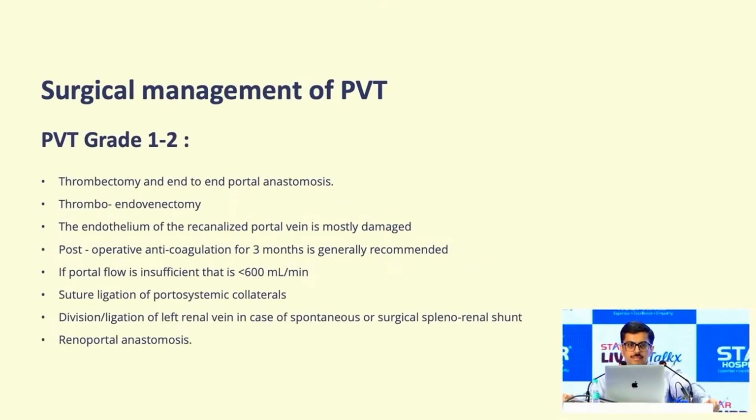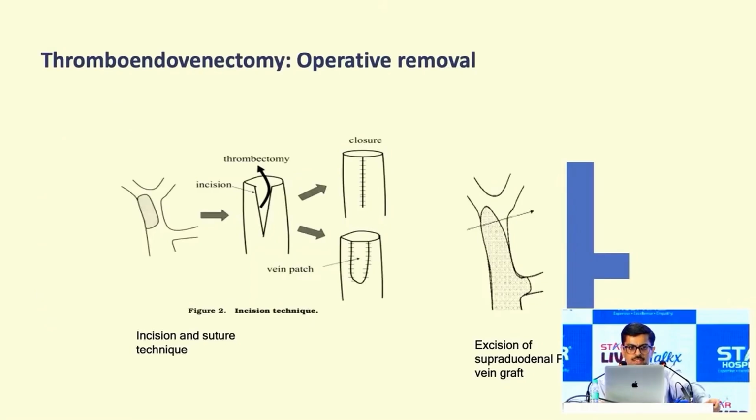Now going grade by grade, in grade 1 and 2, most of these cases you would be able to do a thrombo-endarterectomy and get a good flow. These patients should be continued on anticoagulation for at least a few months after the surgery to make sure there is no re-thrombosis. There are various operative techniques which have been defined.